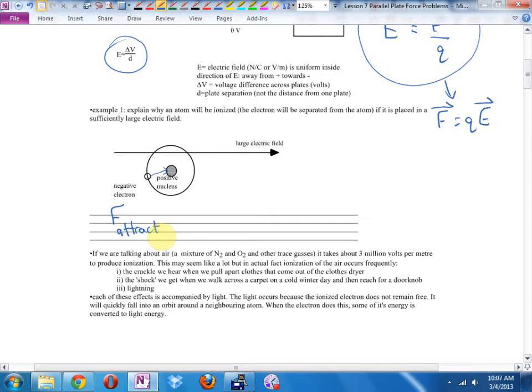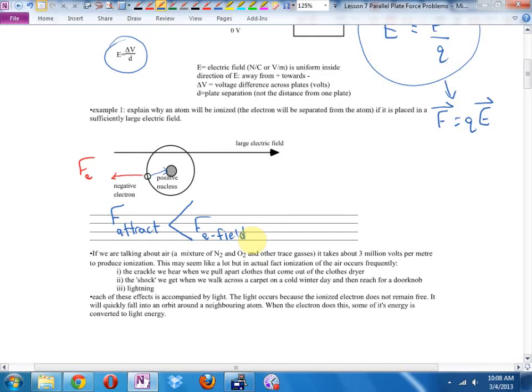This electron is going to experience a force that way. We'll call that the electric field force. And if the electric field force is bigger than the force of attraction to the proton, it's going to get ripped off of the atom. You have ionized an electron.